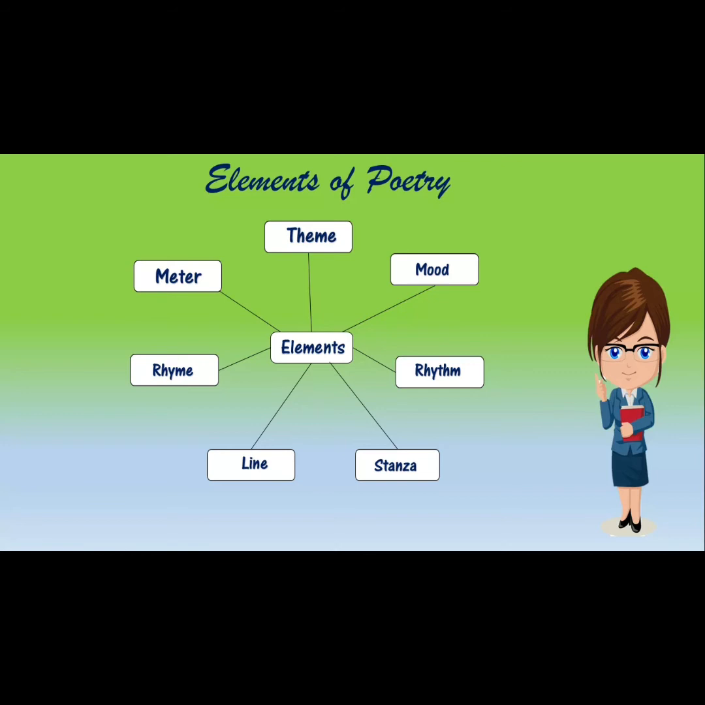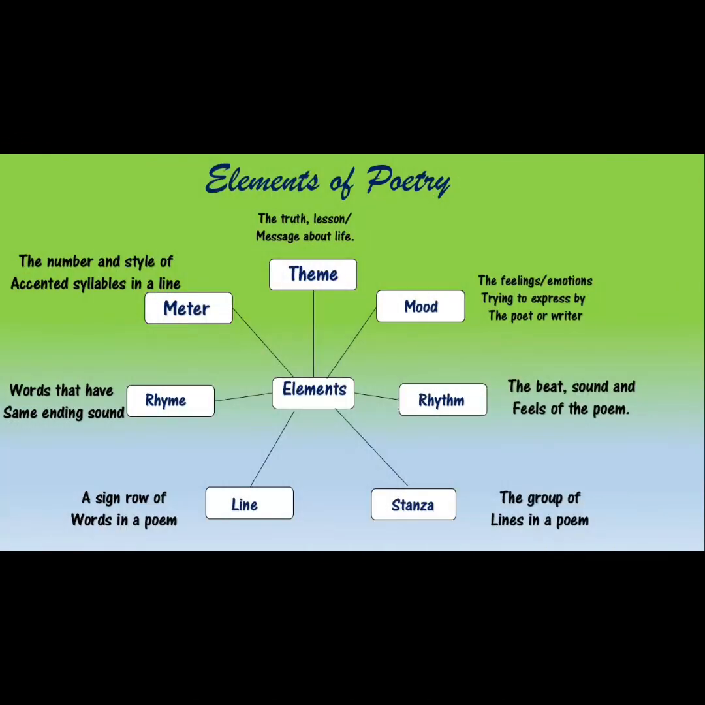So, these are the elements of poetry. So, theme, mood, rhythm, stanza, line, rhyme, and meter. Okay, so discuss natin isa-isa. Yung theme, the truth lesson message about life. While the mood is the feelings, emotions trying to express by the poet or the writer. So rhythm, the beat, the sound and feels of the poem. Stanza, the group of lines in a poem.